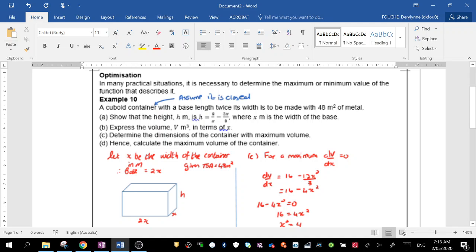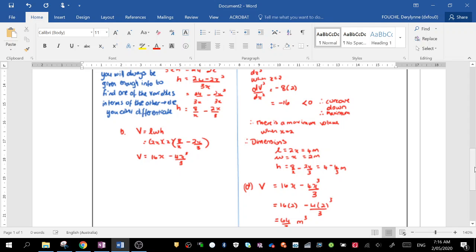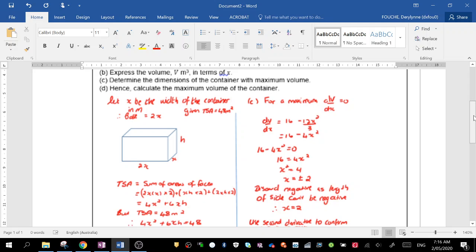All right, now they have asked us to determine the dimensions of the container with a maximum volume. So they're wanting us to maximize volume. That means I need to find an equation for volume, and I know that volume is length times width times height, and I can find the equation of my volume with respect to my side length x. Now if I take the derivative of volume with respect to x, I can find the value for x, which will give me a maximum volume.